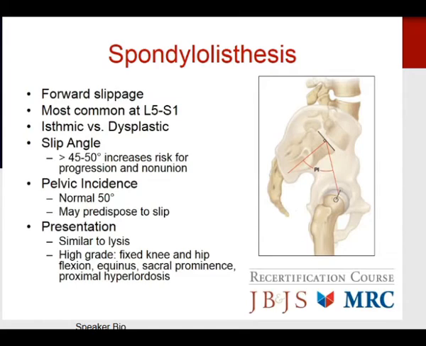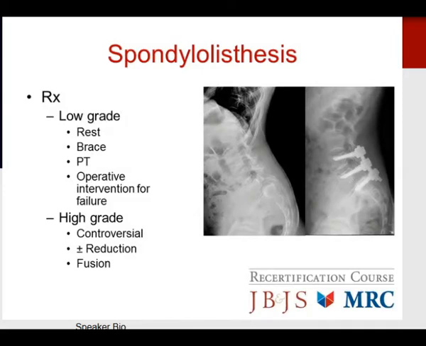Treatment for grade 1 and grade 2 slips is very similar to spondylolysis and includes rest, activity modification, occasionally a brace, and surgical treatment reserved for failure of extensive medical management. The treatment for high-grade slips, including grade 3, grade 4, and grade 5, is somewhat controversial. However, surgical treatment is generally recommended given the risk of progression. However, which surgical approach you take is very controversial.